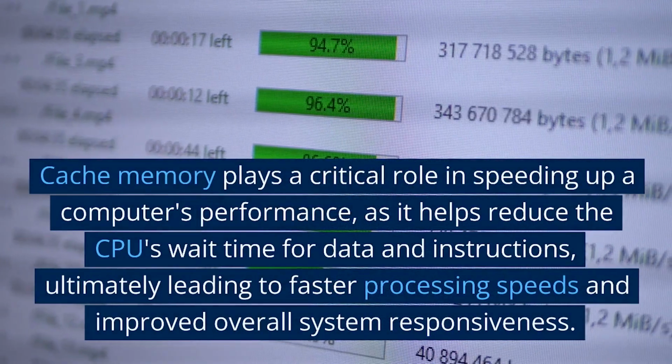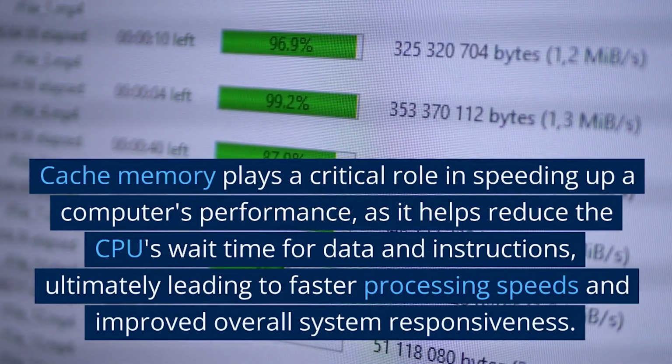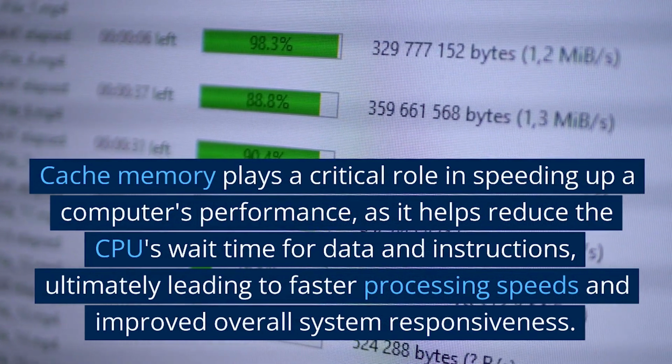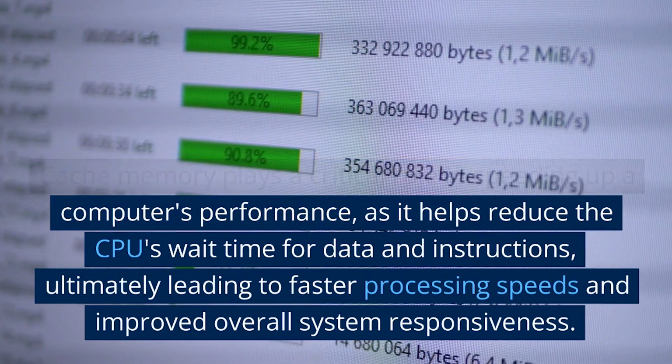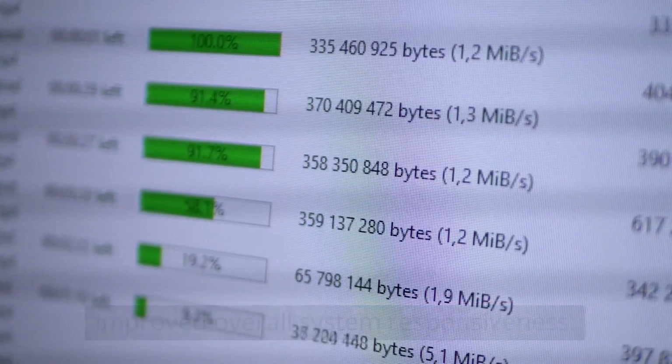Cache memory plays a critical role in speeding up a computer's performance, as it helps reduce the CPU's wait time for data and instructions, ultimately leading to faster processing speeds and improved overall system responsiveness.